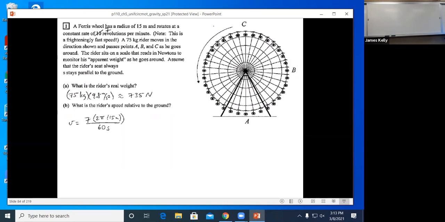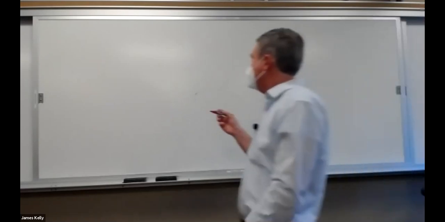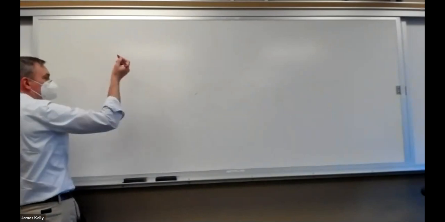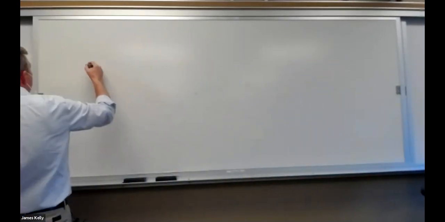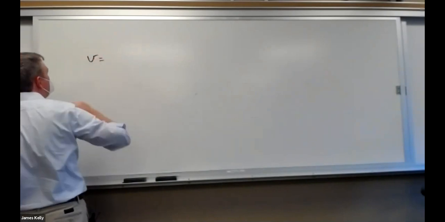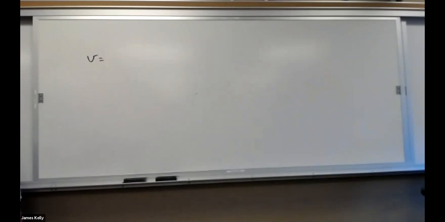What's the rider's speed relative to the ground? Well, we did a little trick last time. It's not really a trick, but I call it the distance over time trick. And that was the following. We're told that the person is going around at 7 revolutions per minute. And how did we translate that into a speed? Can someone remind me? How do I translate that 7 revolutions per minute into a speed? Yeah, Arthur.